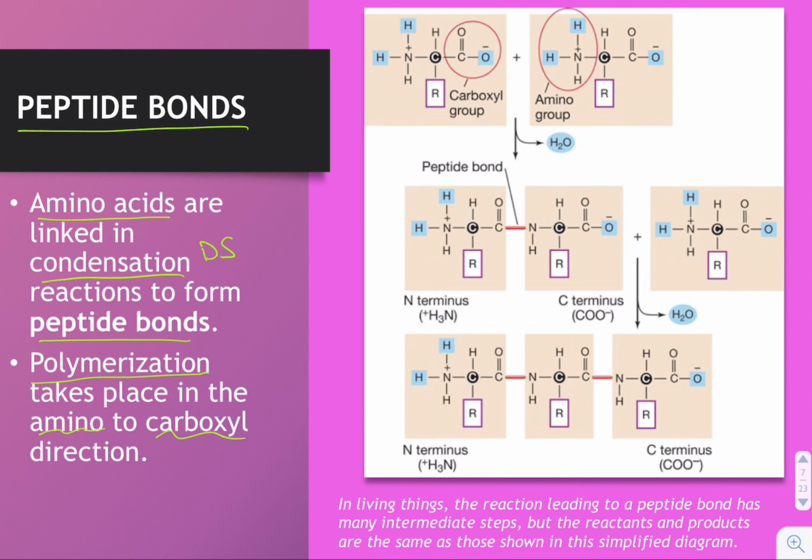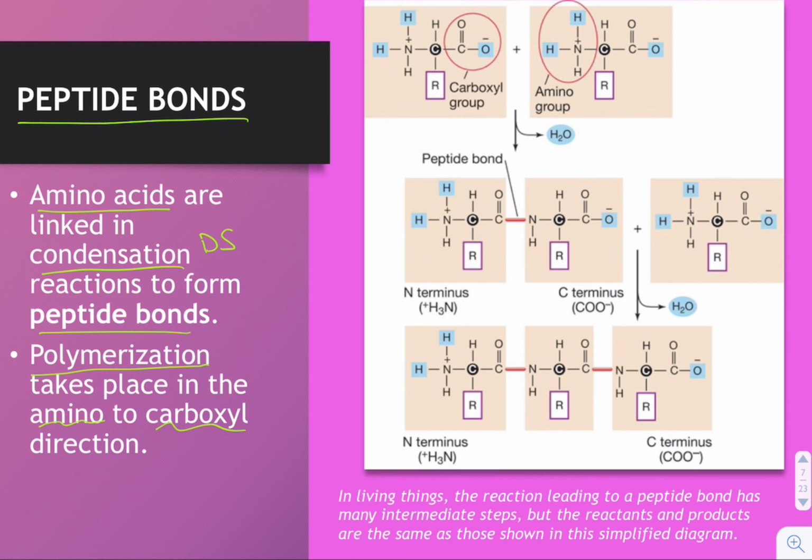So we have this picture here with this caption. In living things, the reaction leading to a peptide bond has many intermediate steps, but the reactants and the products are the same as those shown in this simplified diagram. So we have one amino acid in this tan box, and it's being added to another amino acid in this tan box. So you can see that the carboxyl group of one is interacting with the amino group of the other. And what's in the way here?